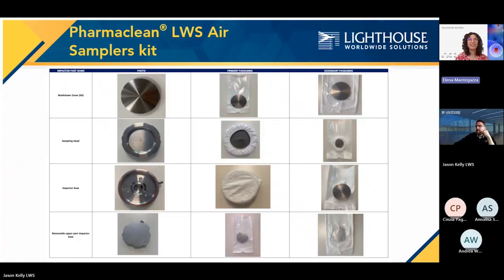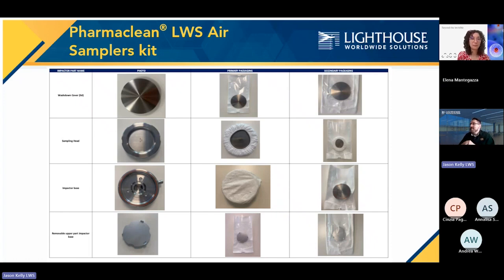So we arrive to the kit. What we have here then is just an overview, folks, of the type of the air sampling equipment that we have. This is just some of the sampling heads that we start off with: a washdown cover. Then you have the sampling head, the impactor base, and the Petri dish holder at the end. We call it the removable upper impactor base. Good terminology. I call it a media holder. Same thing, but it's also great because it's magnetic as well, so you don't need to use tools which will generate particles in the clean room.